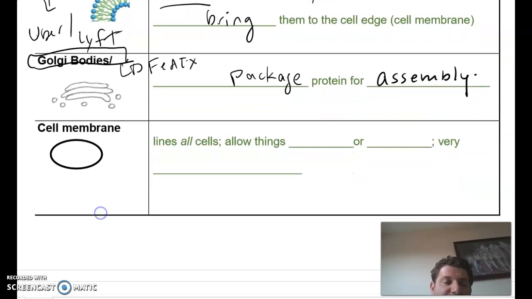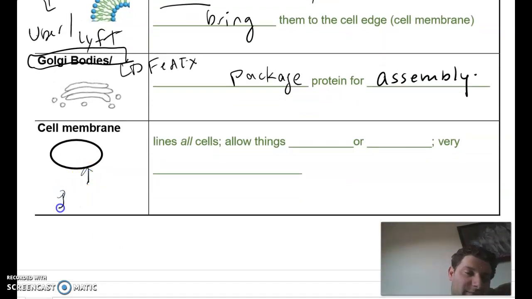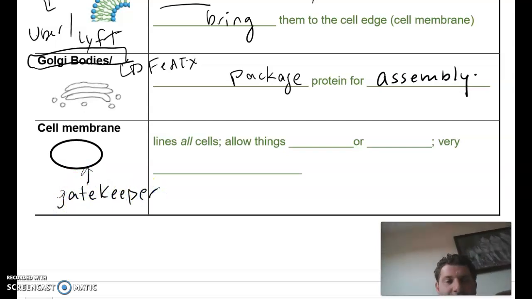Cell membrane. Some people say that this might be the most important one. This is the gatekeeper. It lines all the cells and allows things in or out. Very selective.